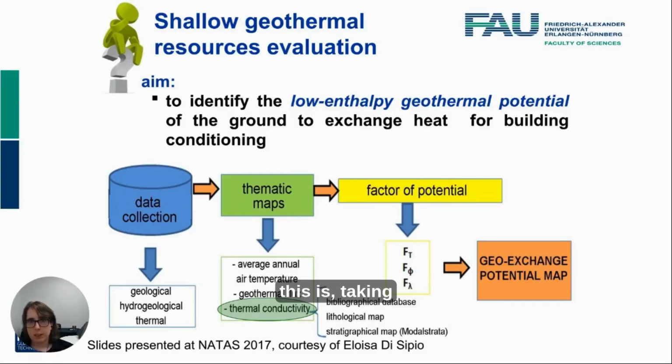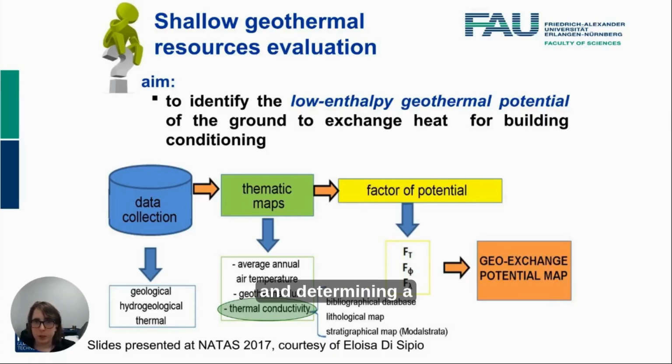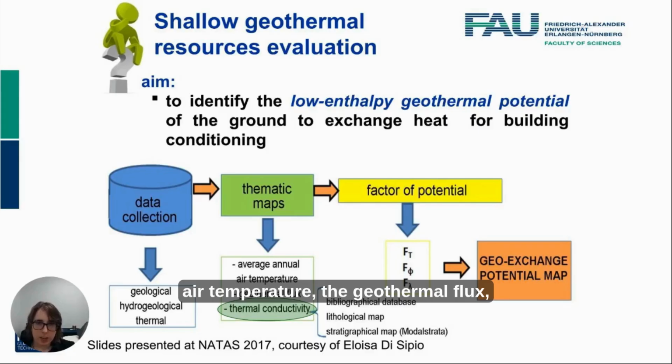Specifically, this is taking a variety of different data sets and mapping them into a physical map based on where the samples were collected, and determining a factor of potential based on things like the average air temperature, the geothermal flux, as well as the thermal conductivity in the region, which could then generate a potential map of the geothermal exchange.